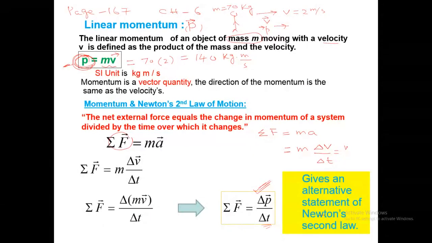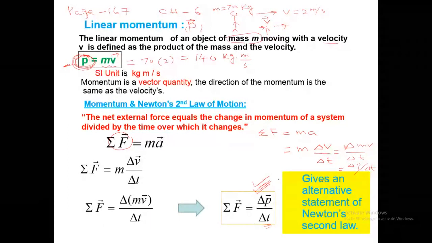So this is what I did here. Same thing, delta M V over delta T. So that was equal to delta P over delta T. The same thing I have written here, by the way.